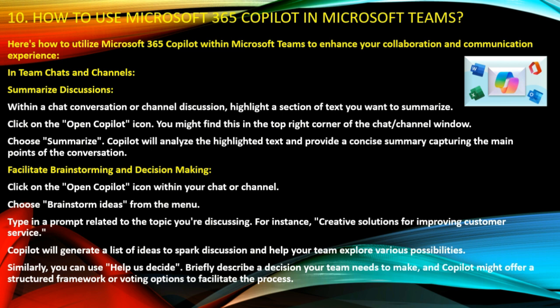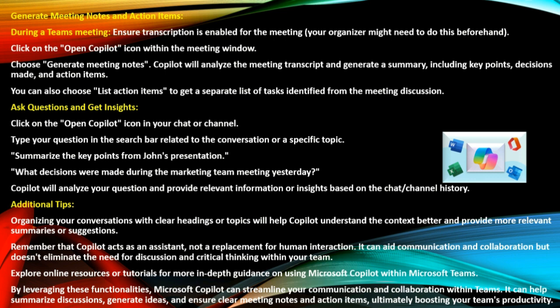For instance, creative solutions for improving customer service. Copilot will generate a list of ideas to spark discussion and help your team explore various possibilities. Similarly, you can use Help Us Decide. Briefly describe a decision your team needs to make, and Copilot might offer a structured framework or voting options to facilitate the process. Generate meeting notes and action items.